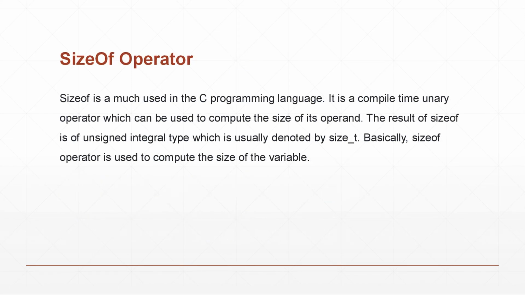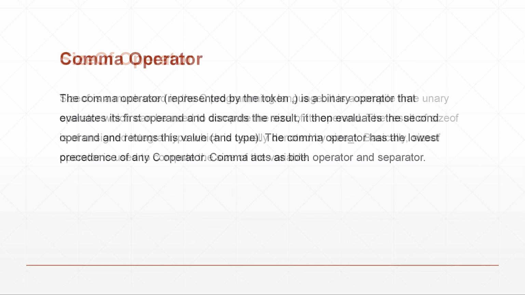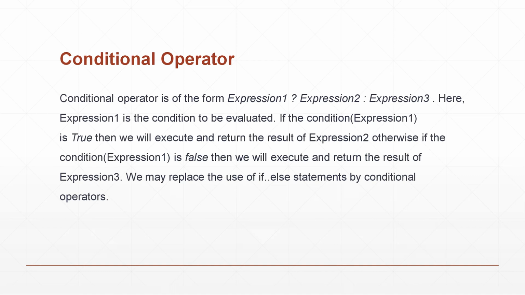Sizeof operator. It is a compile time unary operator which can be used to compute the size of its operand. The result of sizeof is of unsigned integral type, which is usually denoted by size underscore t. Basically, sizeof operator is used to compute the size of the variable. Comma operator. The comma operator is a binary operator that evaluates its first operand and discards the result. It then evaluates the second operand and returns this value. The comma operator has the lowest precedence of any C operator. Comma acts as both operator and separator. Conditional operators work just like an if-else statement but in a simpler way.